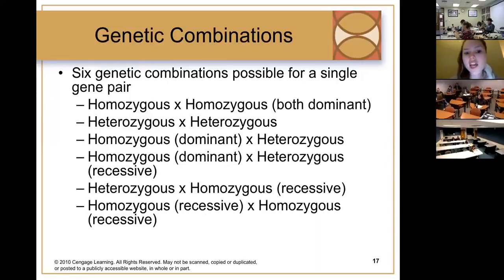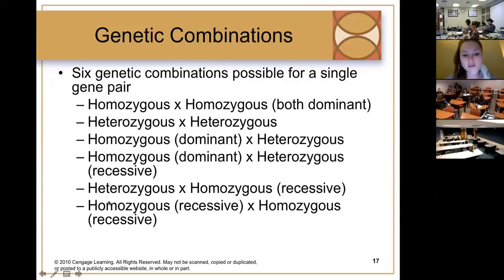But there are 6 genetic combinations possible for a single person. So homozygous and heterozygous: for each trait, you would be either homozygous or heterozygous for a particular trait. If you have a dam and a sire, one of them could be homozygous for that trait, and the other one could be homozygous for that trait. You could have both of them being heterozygous. You could have the mom homozygous and the dad heterozygous.